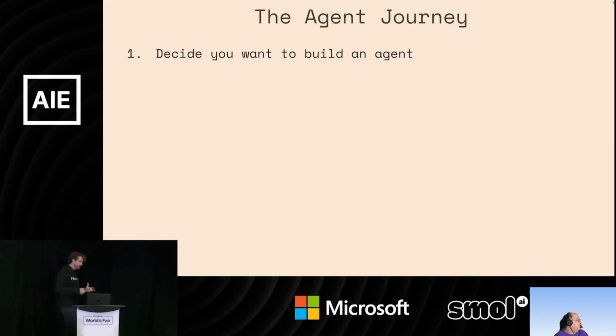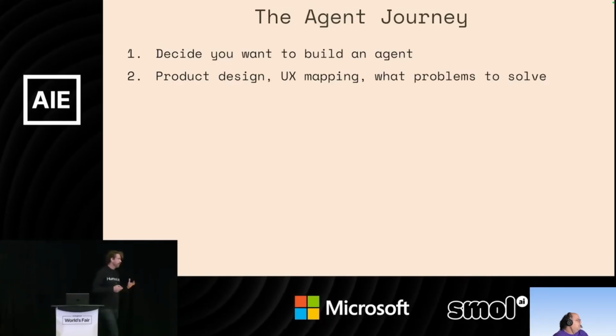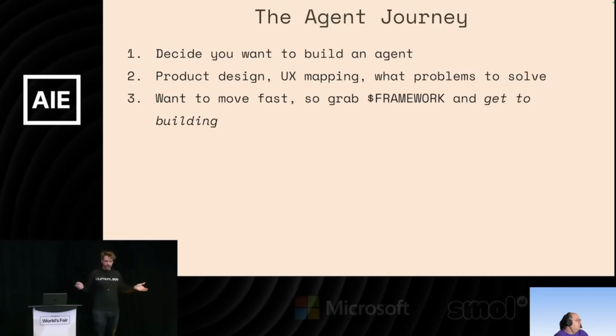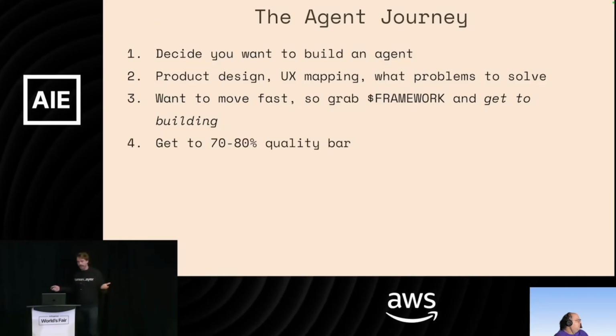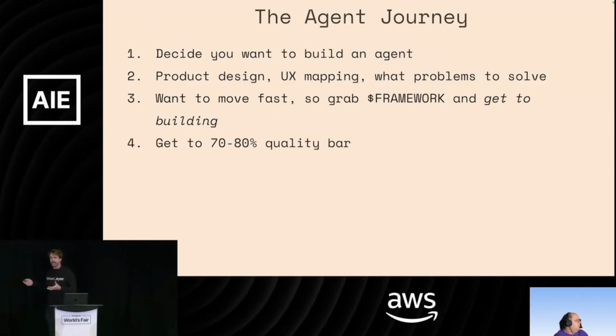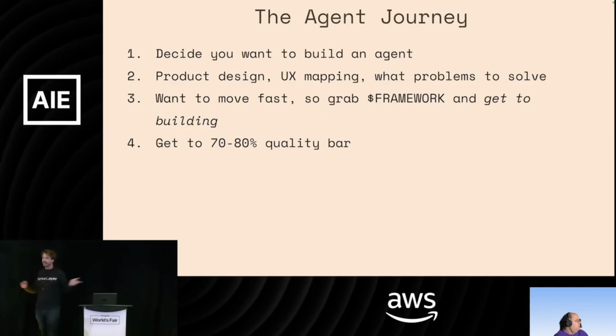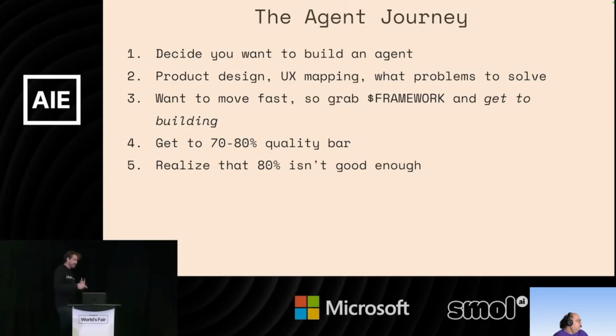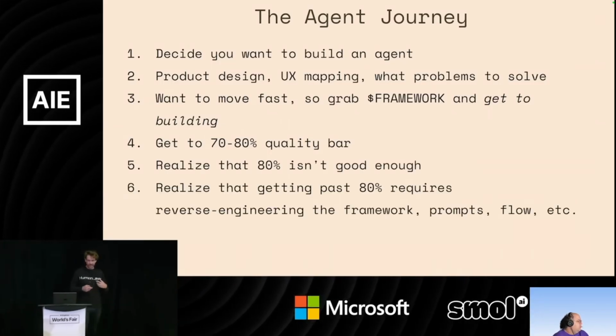And what happened with me was, I decided I wanted to build an agent. We figured out what we wanted it to do. We want to move fast. We're developers, so we use libraries. We don't write everything from scratch. And you get it to like 70, 80%. It's enough to get the CEO excited and get 6 more people added to your team. But then you kind of realize that 70, 80% isn't quite good enough.